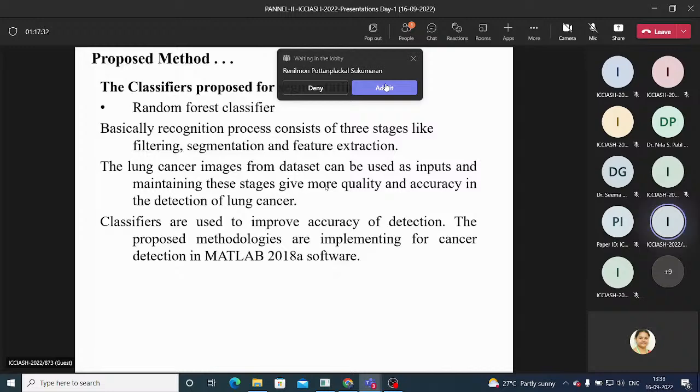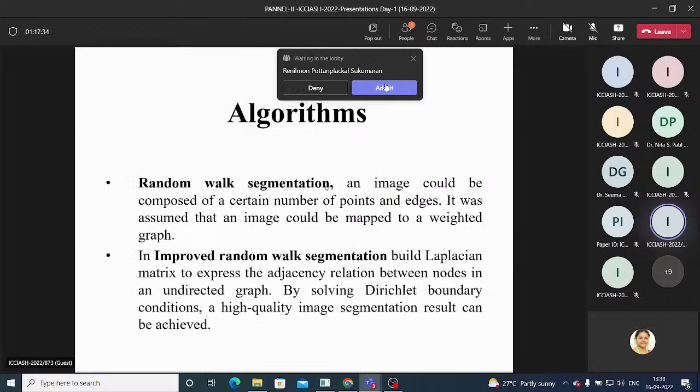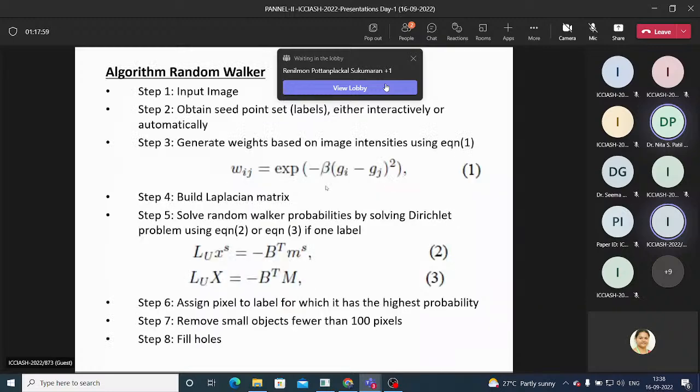In the random walk segmentation algorithm, an image could be composed of a certain number of points and edges. It was assumed that an image could be mapped to a weighted graph. In improved random walk segmentation, we build a Laplacian matrix to express the adjacency relation between nodes in an undirected graph by solving equations. These are the steps of the random walker algorithm, and these are the steps for the improved random walker algorithm.